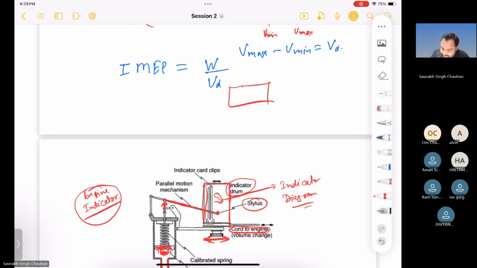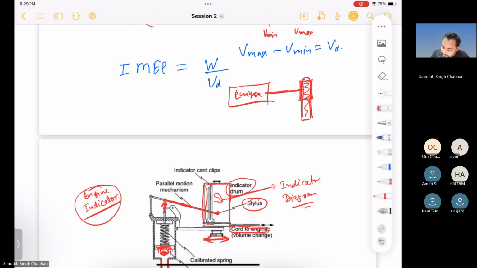Just to give you an idea, let us say this is your engine. With the engine this shaft is coming, and there will be some pulley. With the pulley there will be some belt or rope, and there will be some weights. This is the pulley, and there will be one rope, and with the rope there will be some arrangement to pull this rope down.